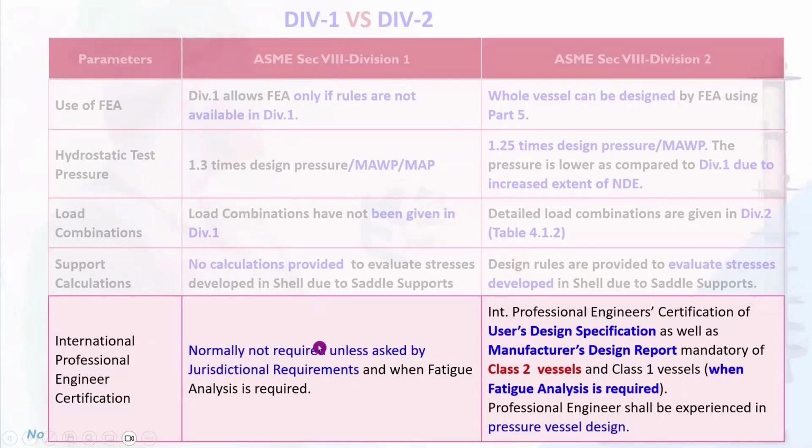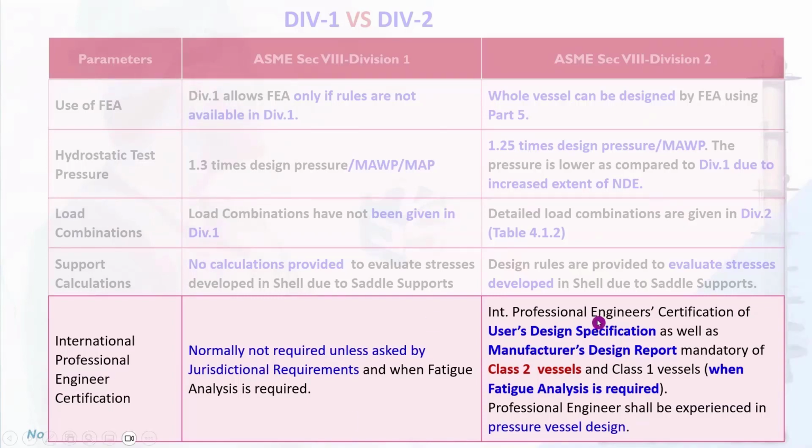In division 1, there is a requirement or form called the UDR, which is the user design requirement, which comes under a non-mandatory appendix, which is not compulsory. But here in division 2, the UDS, which is called the user design specification, comes under a mandatory requirement. And if a fatigue analysis is required, then the UDS needs to be signed by an international professional engineer, and there will be charges for the same.